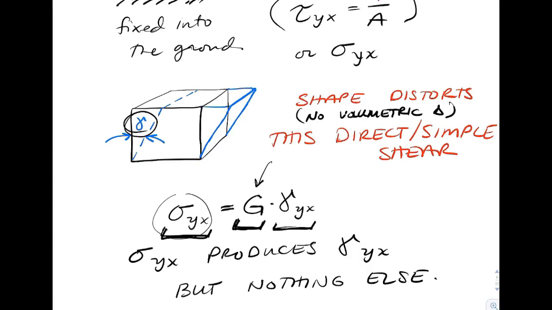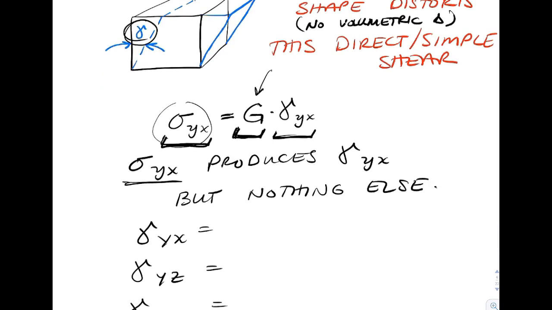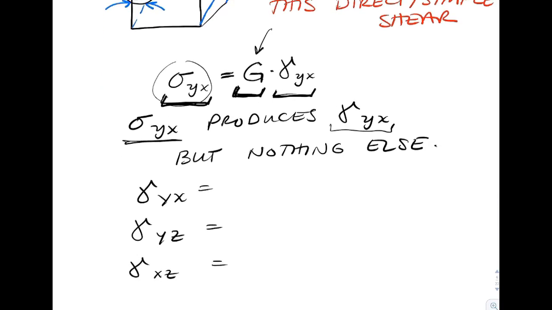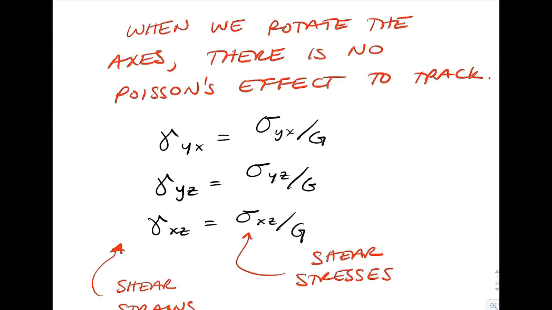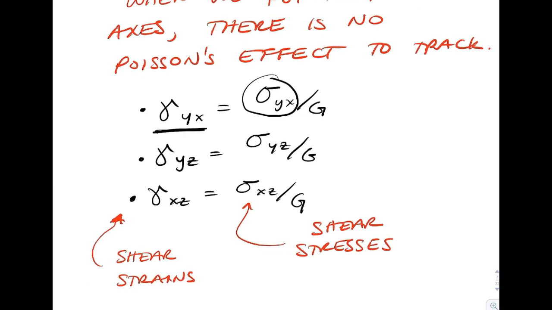And so sigma xy, shear stress, produces shear strain, but nothing else. So we end up with three relationships. There's nothing similar to a Poisson effect that occurs. So when we rotate the axes, there's nothing else to trace. We end up with shear strain being produced by shear stress. All I've done is rotate and solve in terms of shear strain. So this is strain to stress.